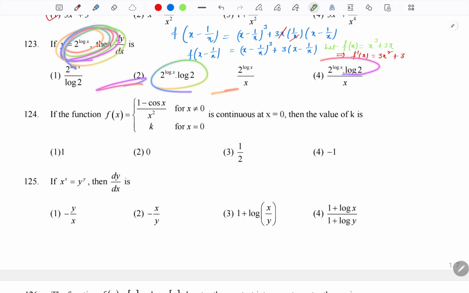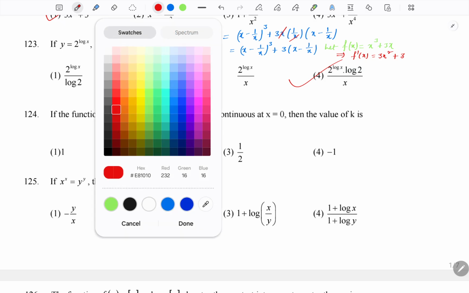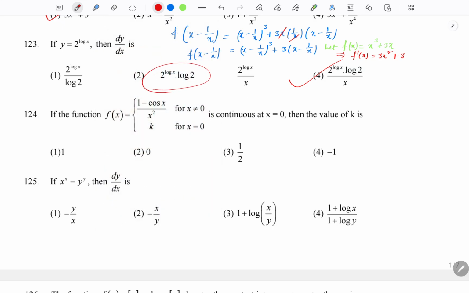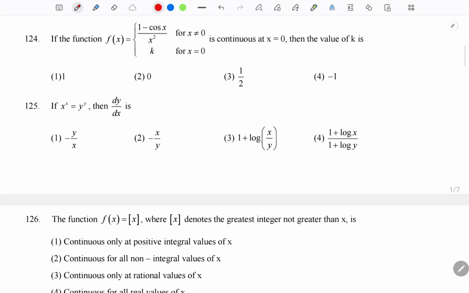Here it is there. What is the x coefficient here? Log x. The internal derivative of log x is 1 by x. So where is the option? Option number 4. So if you don't do the internal derivative, you'll pick this one. It will always be wrong. Clear, students?